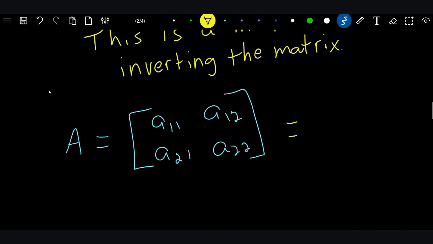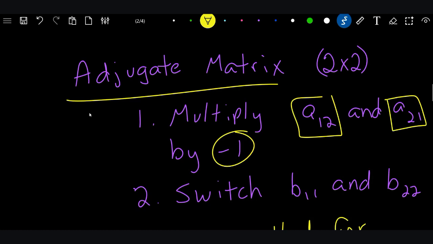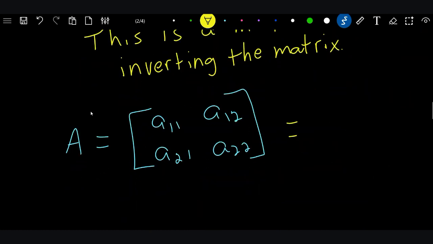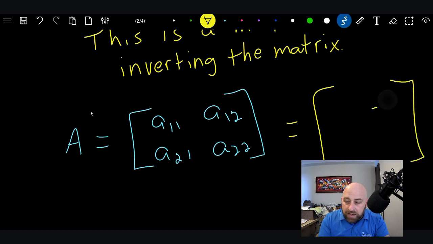Well, you're thinking, well, what is it even for? Don't worry, we're going to get to what it's for, but you have to know how to do it before you can use it to find the inverse. So let's just figure out. So here's what we're doing. A12 and A21, we're changing the signs. So there's A12 and there's A21. We're just going to change the signs. These were both positive. So now in our new adjugate matrix, those are going to be negative. So negative A12 and negative A21. Okay, that's the first step.